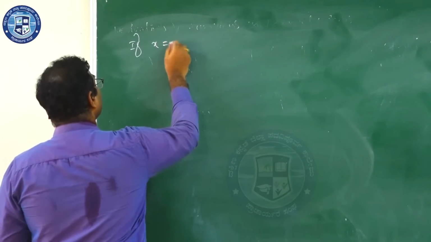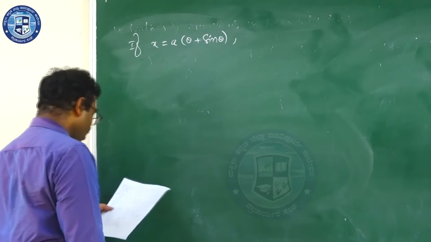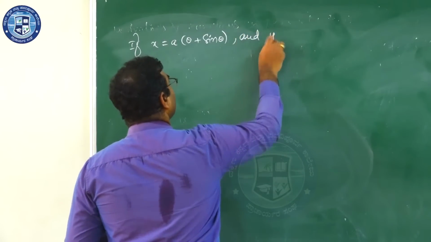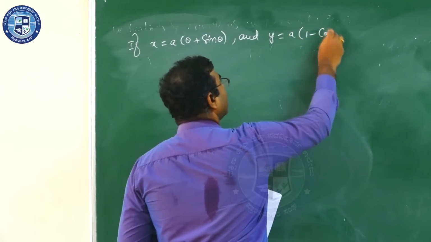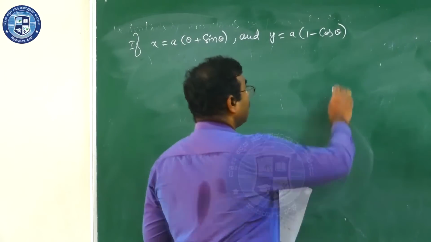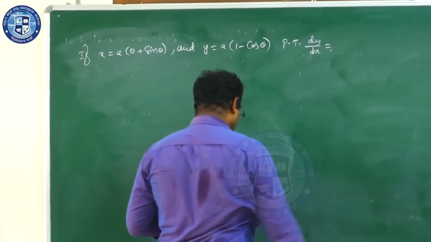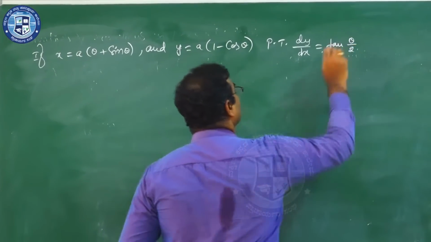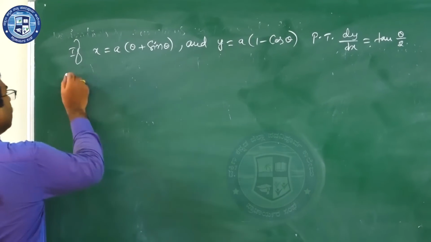If x is equal to A into theta plus sin theta, and y is equal to A into 1 minus cos theta. Prove that dy by dx is equal to tan theta by 2. dy by dx equal to tan theta by 2. We have to prove this one.